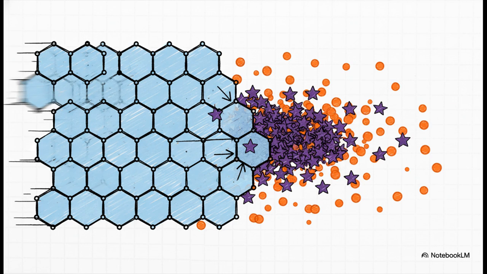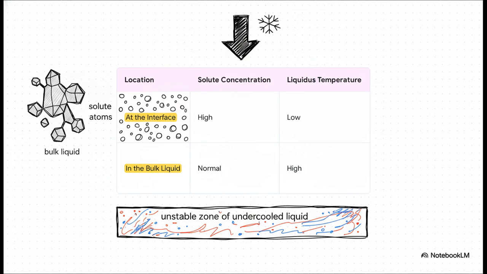As that solid crystal front moves forward, it's actually really picky. It only lets certain atoms join its structure. Other alloying elements, we call them solutes, that don't quite fit get pushed away. And the specific type of element here is absolutely critical. Some elements get rejected way more than others, and they cause a massive pileup of atoms in the liquid right in front. So what's the big deal with this pileup?